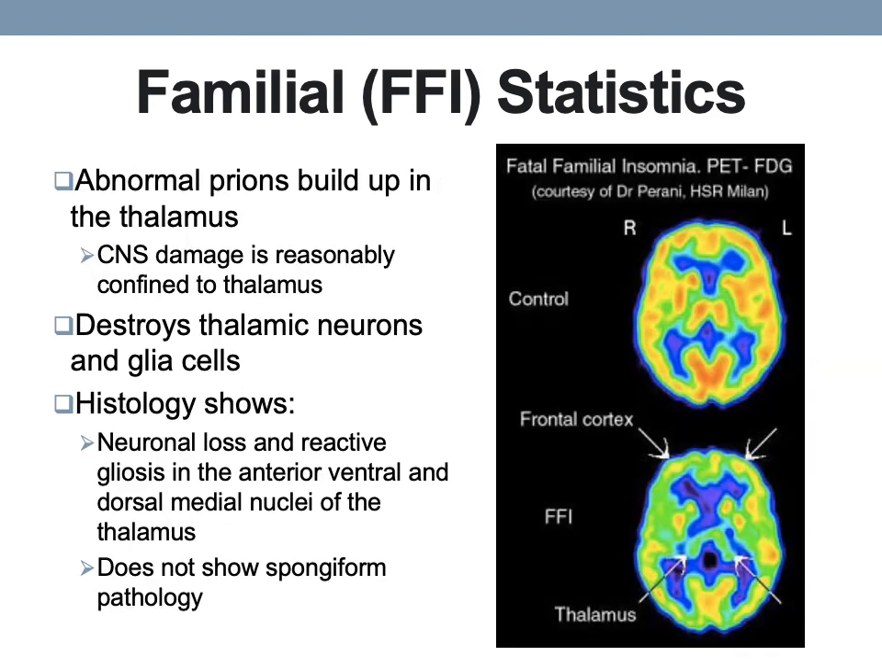FFI statistics are, you'll see abnormal prion buildup in the thalamus. The CNS damage is reasonably confined to the thalamus. You don't really see it anywhere else. It'll destroy those neurons, the thalamic neurons and glia cells. And the histology will show neuronal loss and reactive gliosis in the anterior ventral and dorsal medial nuclei of the thalamus. But it won't show any spongiform pathology.